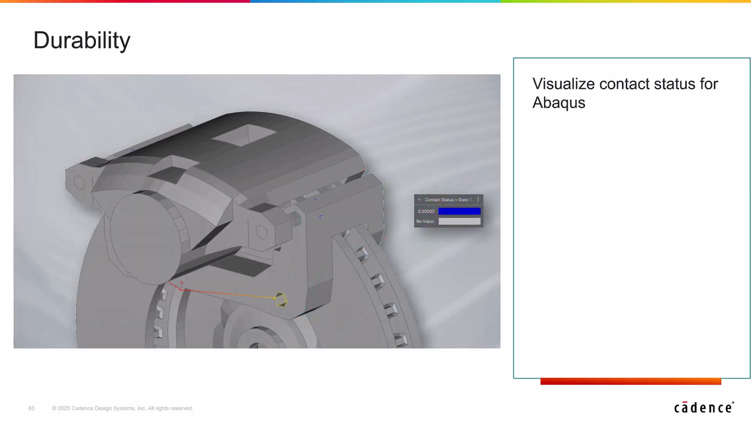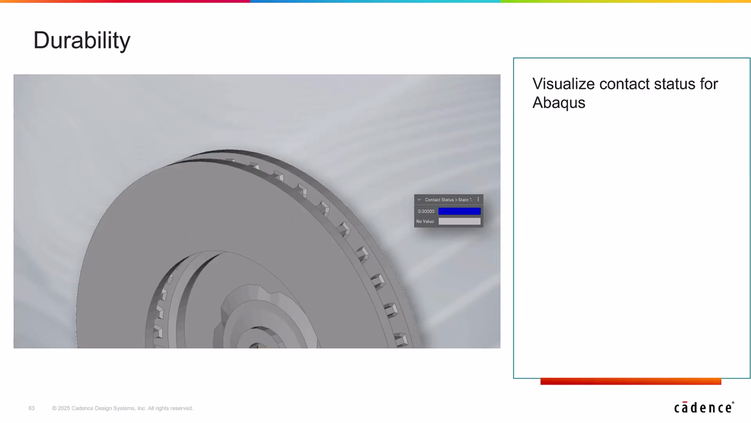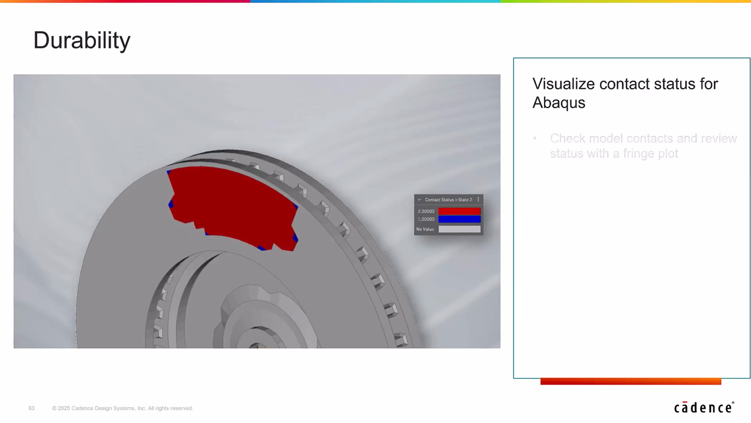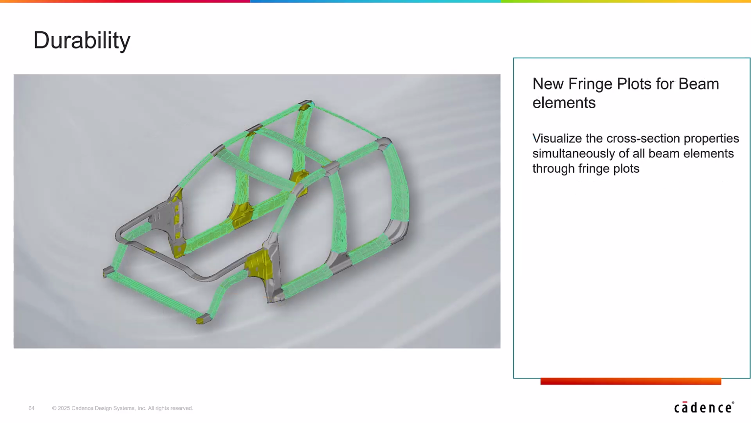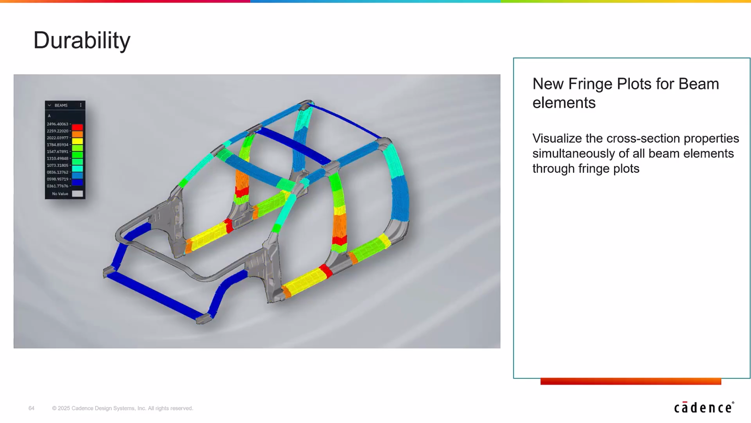A new visualization mode through Check Contacts is now available. With this new visualization mode, the user can review the contact status with a fringe plot by retrieving the C-status from Abaqus results. The Fringe Plot tool now includes the option to visualize the cross-sectional properties of beam elements.